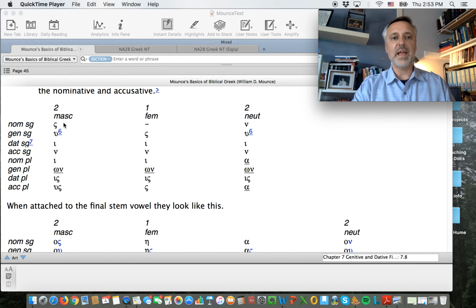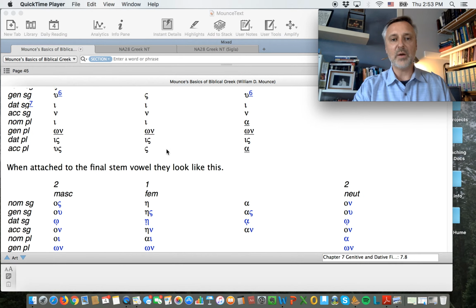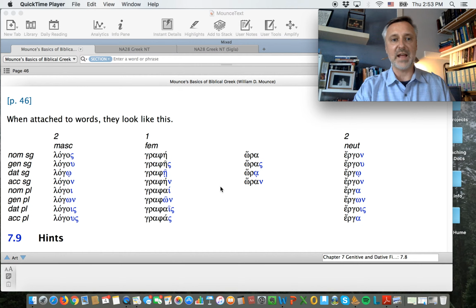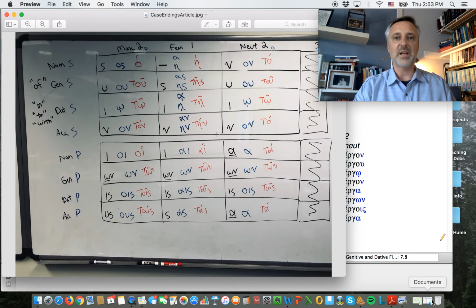So there are case endings here. There are how the case endings interact with the final stem vowels here. And then what they look like when they attach. So here's the paradigm for logos. Here's the paradigm for hora. And here's the paradigm for ergon. Okay. Now, you can come back to this, but what I did in class is I basically wrote a chart that you can see here where I put all 3 different bits of information into one chart. And here we have the case endings.